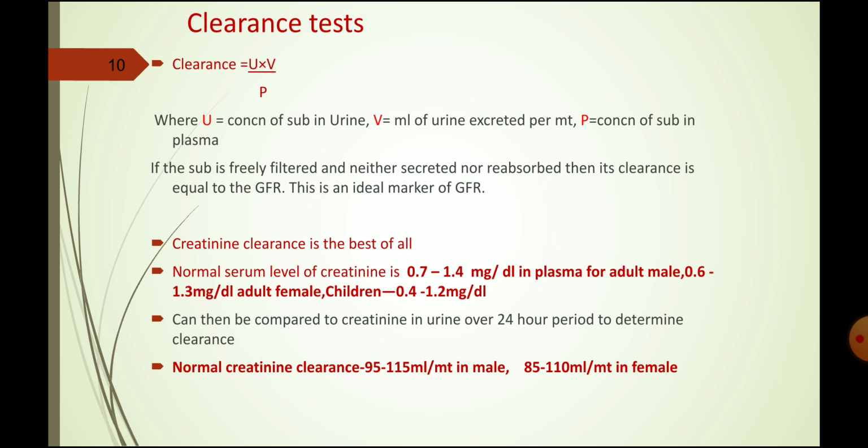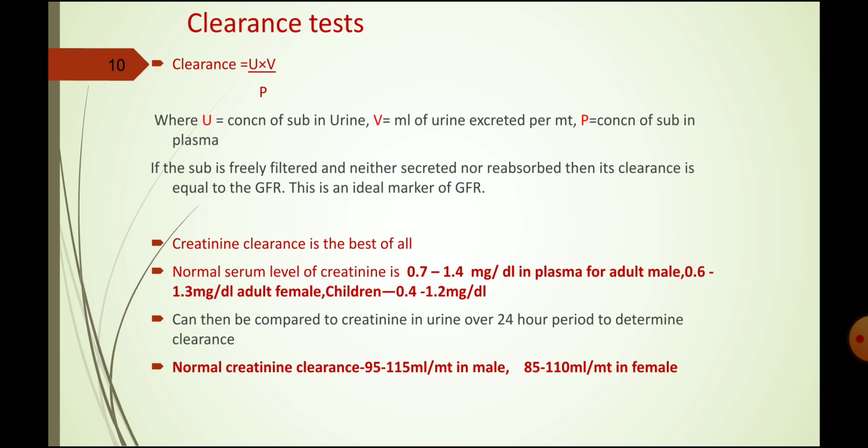That is why we say that the clearance tests are used to assess the glomerular filtration rate. This is the ideal marker: it is filtered, but it is neither secreted nor reabsorbed. Then it is called an ideal marker. Inulin is actually the ideal marker, but it is not done routinely because it needs invasive procedures. The best marker we use now is the creatinine clearance. So creatinine clearance is the best of all the clearance tests.